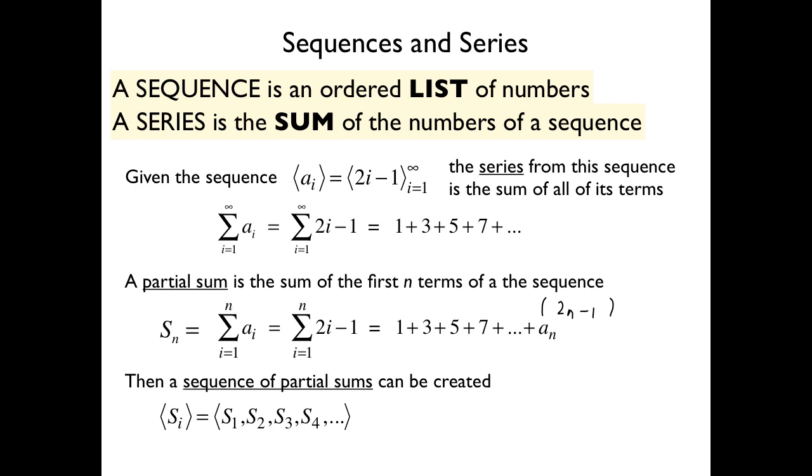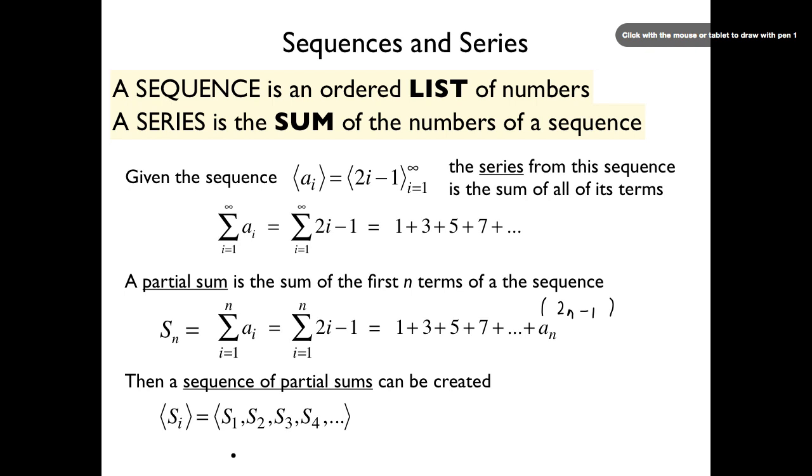The sequence of partial sums is S1, then S2, S3, and S4. So it's a list of values, and each value is a partial sum. How does each value in the list compare to the one before? How does S3 compare to S2? It's basically A3 added to S2. S1 is just A1. So the first partial sum is just the first term.